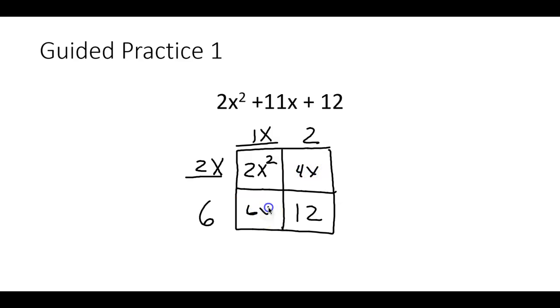So let me see. 4x and 6x. You guys don't have to write this because I already know it's not going to work. But 6 plus 4 does not make 11, and neither does 6 minus 4. All right, so 2 and 6 are done. So I'm going to give up on those.